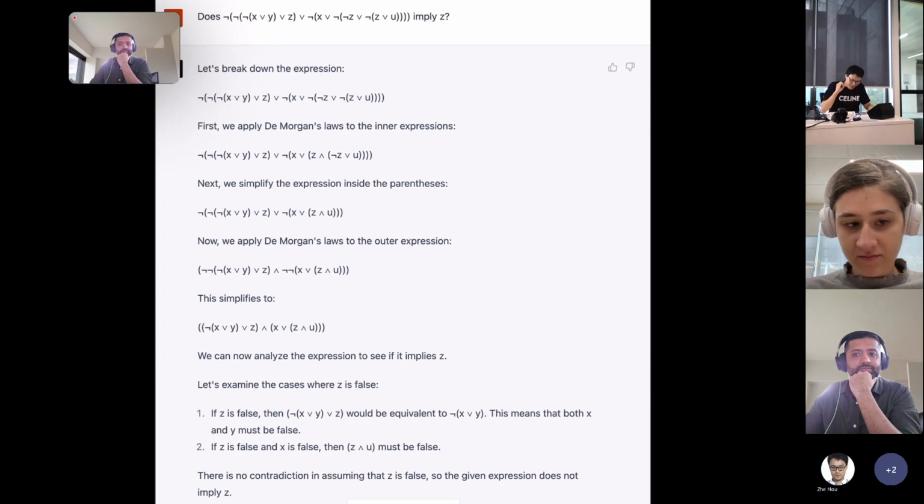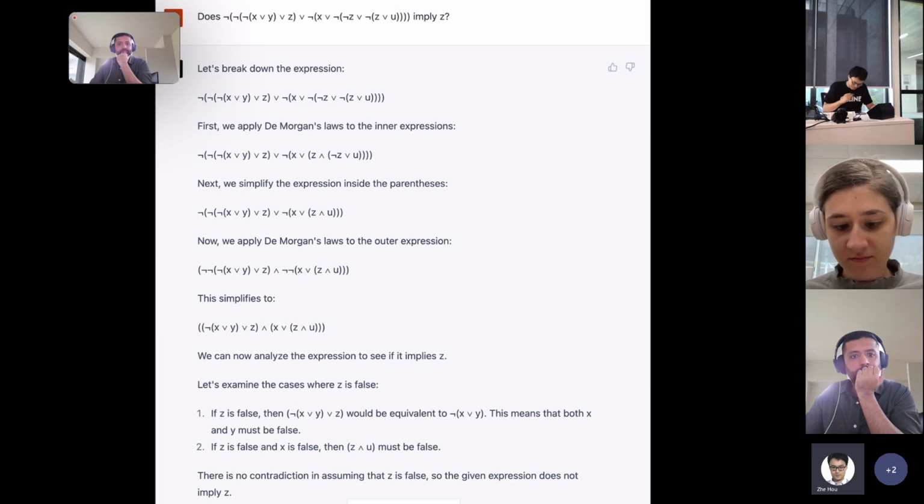And then I just went, okay, I won't ask the question in English. I'll just ask the question, does the left-hand side of that formula imply the right-hand side? And then GPT 4.0 started to apply some algebraic laws, De Morgan's law. And that was quite smart.